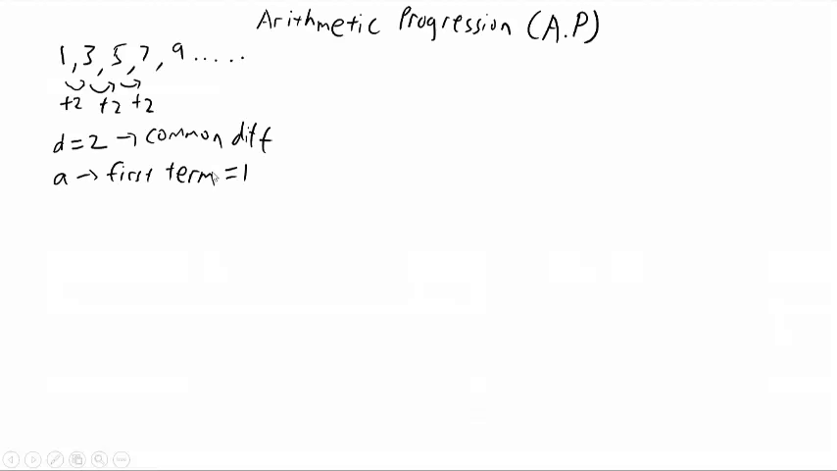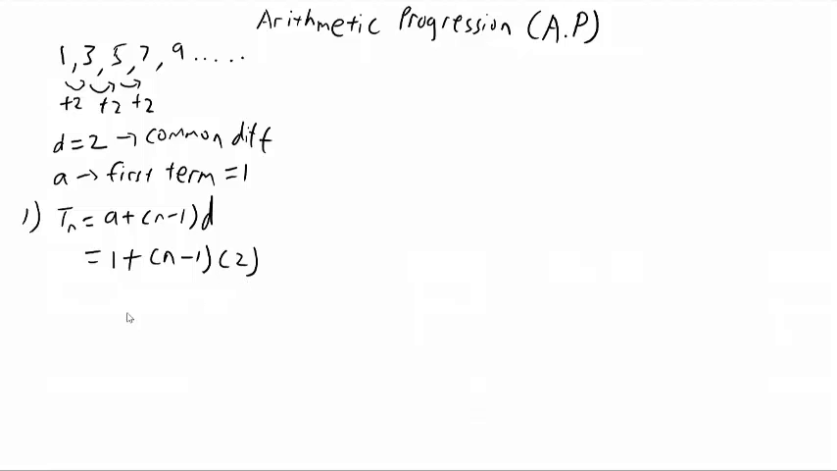So let's come to the first formula. The nth term, which is defined by Tn, is equal to A plus (n minus 1) D. This is the formula for the nth term. In this example, what is your A? Your A is 1, the first term. The n you leave there because n is a variable, and D is 2, the common difference. Expand this out and you get 2n minus 2 plus 1, which is 2n minus 1. This is the general term. We call it the nth term, or you can call it the general term.